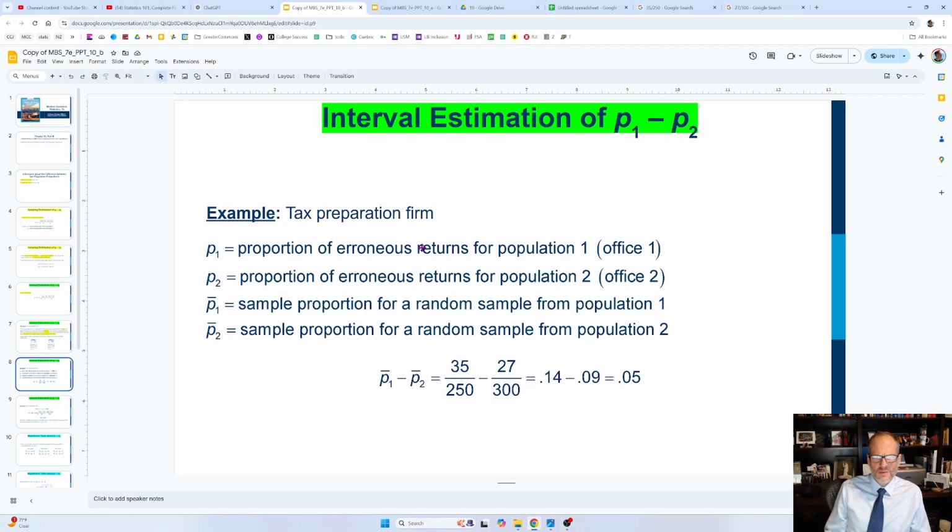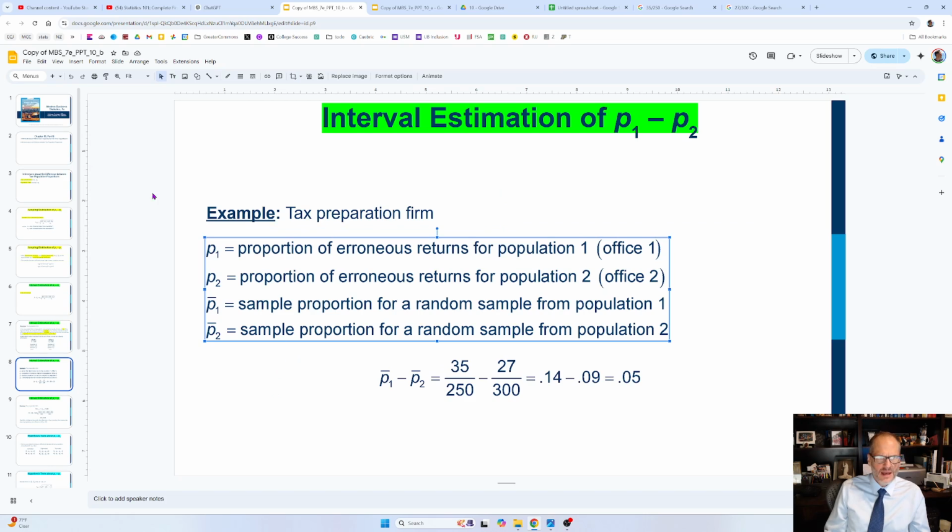So, proportion of erroneous returns for population 1, proportion of erroneous returns for population 2, P1, P2. Sample proportion of random sample from population 1. Oh, so this is the population and this is the sample. Here's where I'd highlight that, but I can't because the people who create this presentation just put images in, which is wacky.